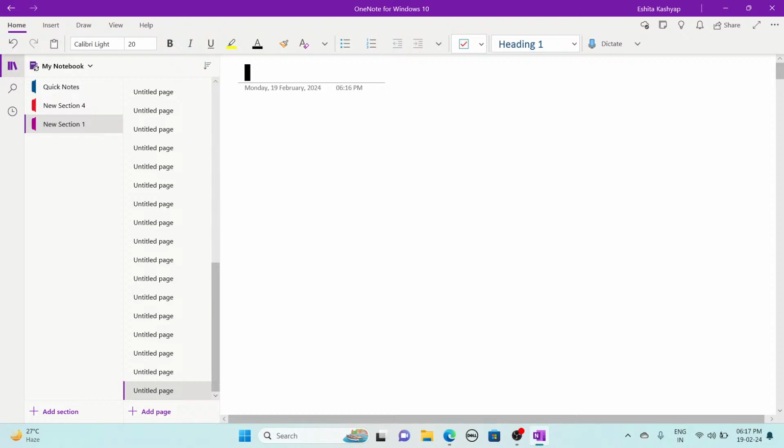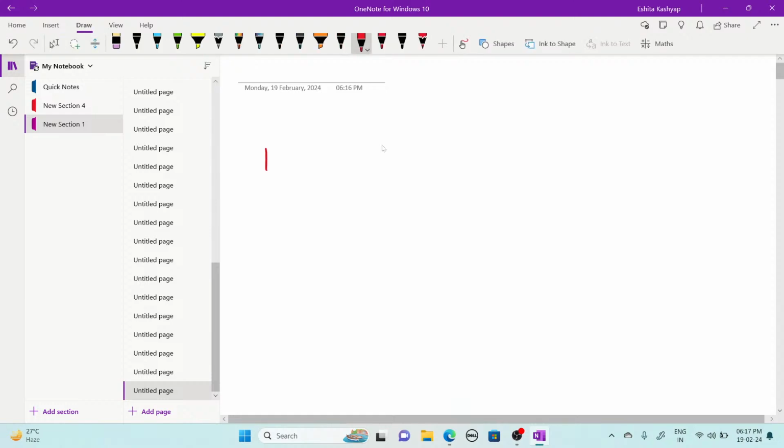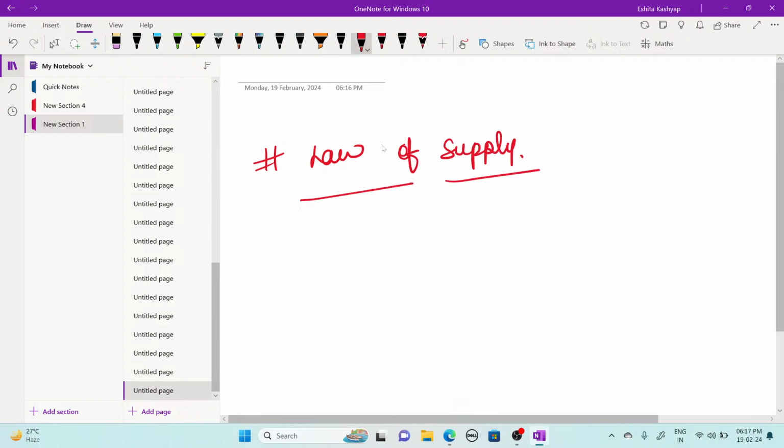We will see here how the supply curve shifts, and what the factors or reasons are behind the shifting of the supply curve. Coming to the point first, today we will see the law of supply. So first of all, what is the law of supply? What does it say?